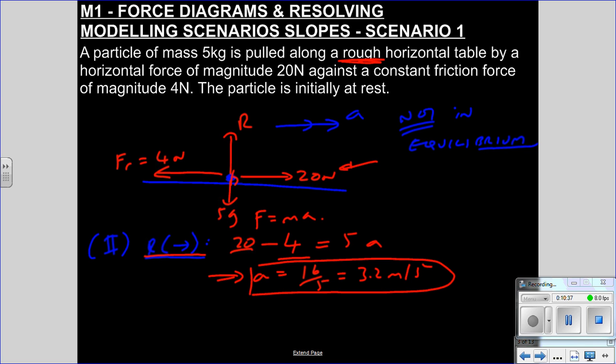And also, we might as well find out what this R is. So if we resolve up and down, if I resolve up, the force going up is R. The force going down in the opposite direction is 5g, which is, remember, 5 times 9.8. No other forces going up and down, so equals, and then you've got your mass times acceleration.